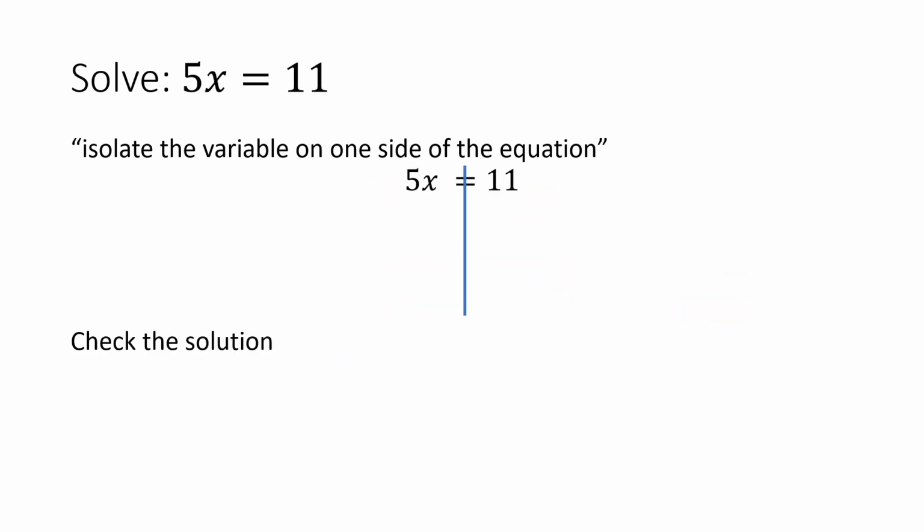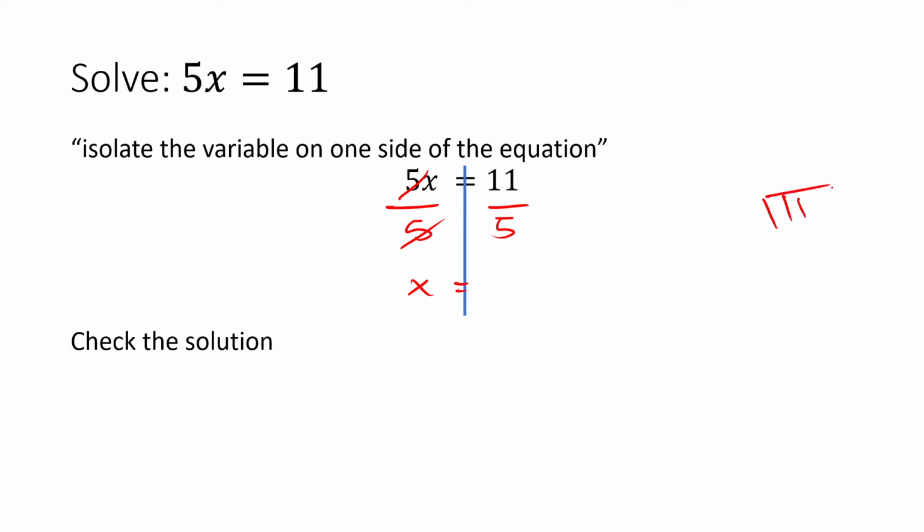Okay, last example, my bad. Sometimes you get questions like this. 5x is equal to 11. Of course, by now you divide both sides by 5. You get x is equal to, now here's the question, 11 over 5.